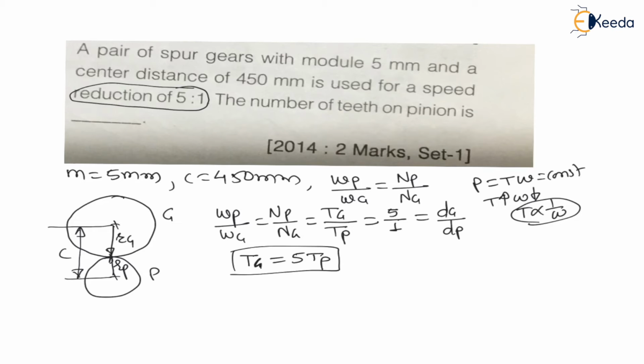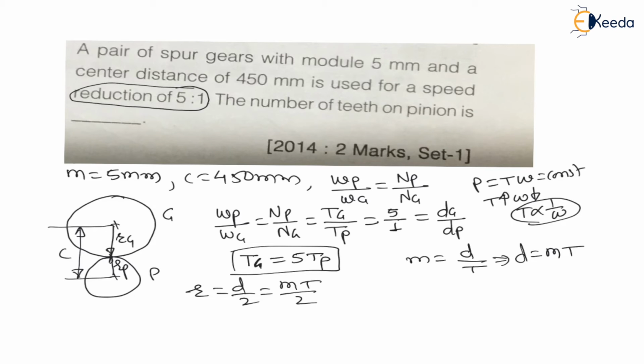Now come to the given data again. Now module is nothing but diameter divided by teeth, right? This is the formula to find module. Therefore we can say from this diameter is equal to module into teeth, right? Therefore radius is equal to d by 2, which is nothing but module into teeth divided by 2, right?